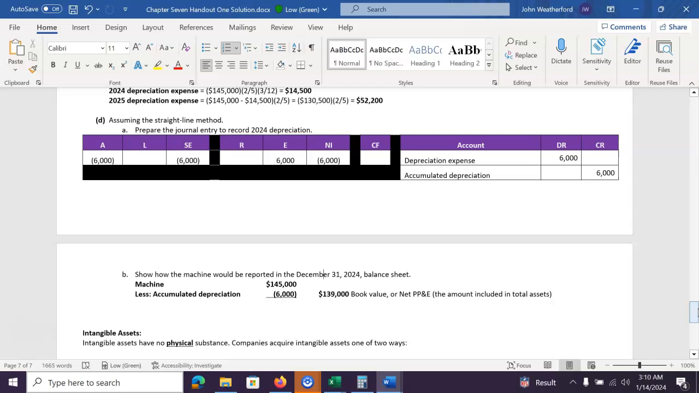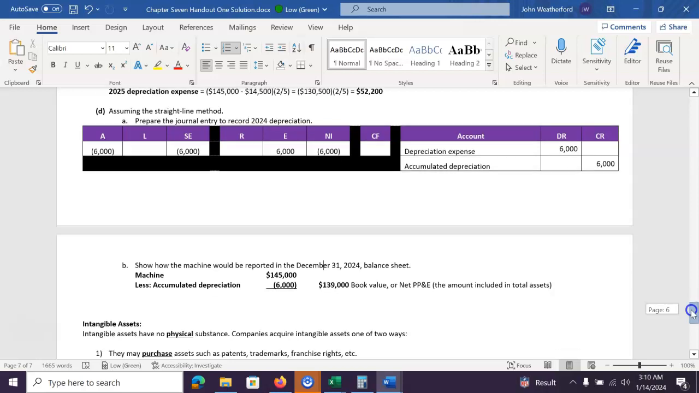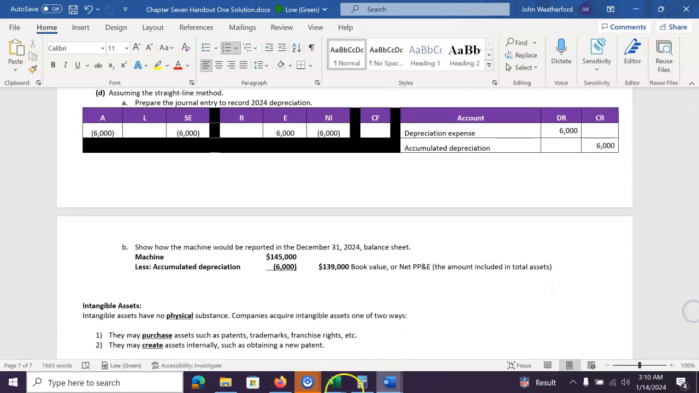All right, now we'll look at intangible assets. Well, they have no physical substance. It's not like a tractor, a piece of land, or a building. Companies acquire intangible assets through two ways. They could purchase them or develop them internally. So they may purchase assets such as patents, trademarks, franchise rights, copyrights, or they could create them internally.